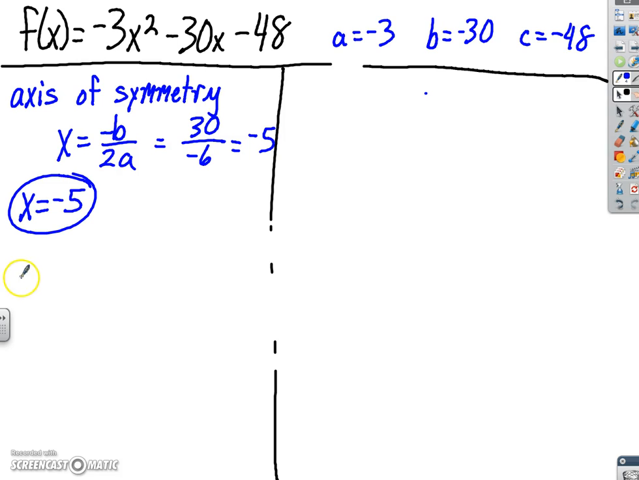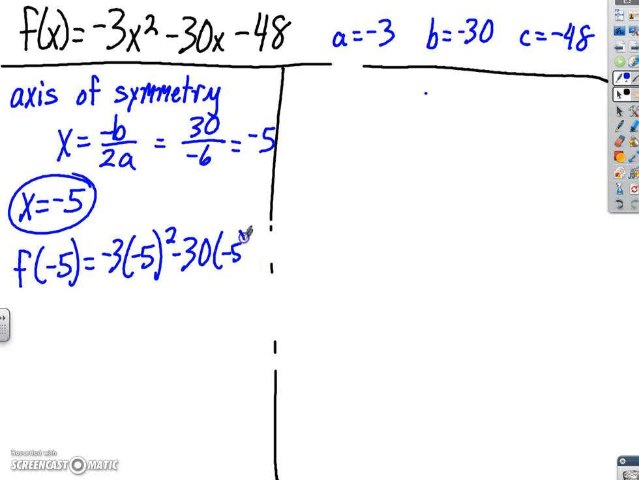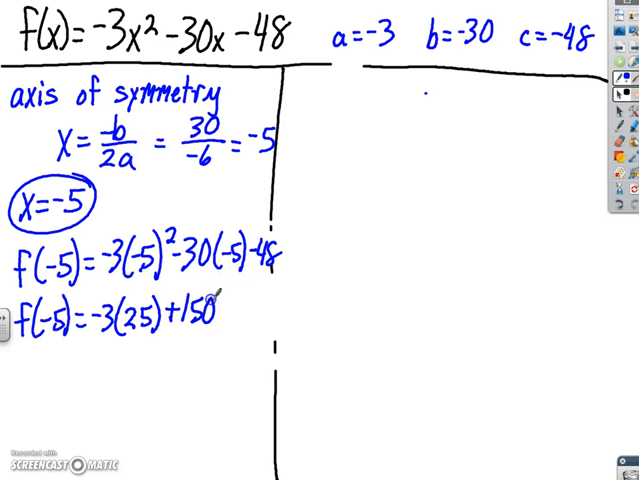All right, so the next thing is we're going to find what f of negative 5 is. In other words, we're going to plug negative 5 in for x. So we're going to have negative 3 times negative 5 squared minus 30 times negative 5 minus 48. So f of negative 5 equals, well, negative 5 squared, a negative times a negative is a positive 25. So we've got negative 3 times 25. Now we've got negative 30 times negative 5, so that means we've got a positive 150 and a minus 48 out at the end.